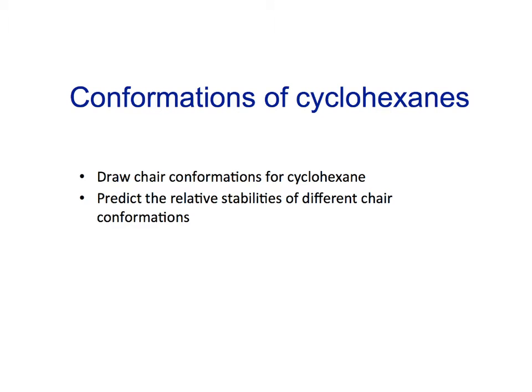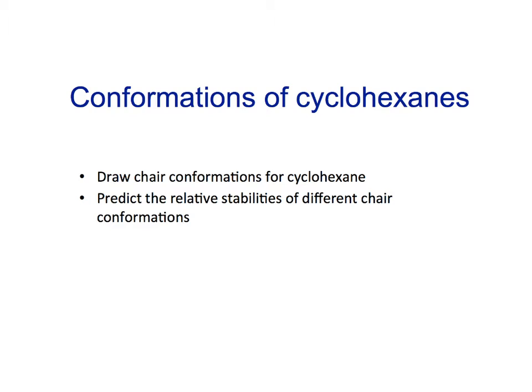Like alkanes, cycloalkanes also have conformations. Remember that conformations are structures that differ only through the rotation around single bonds. Of all the possible cycloalkanes, we're going to focus in this highlight video on cyclohexane. We focus on cyclohexane because it is very common and because it has very discrete conformations that we can analyze.